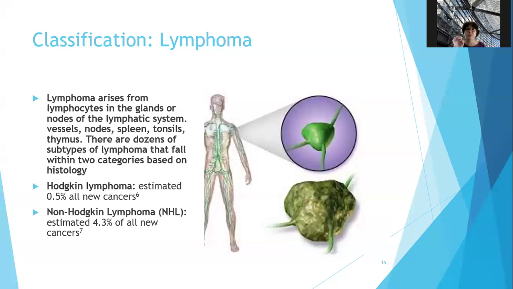There is a type of cell called a Reed-Sternberg cell that is diagnostic for Hodgkin lymphoma, and the presentation of symptoms is slightly different between the two.